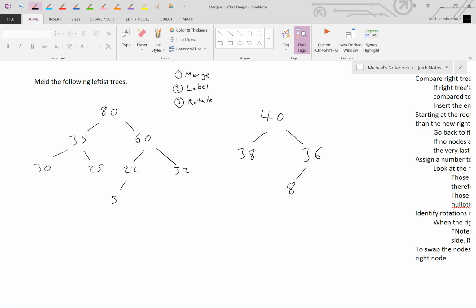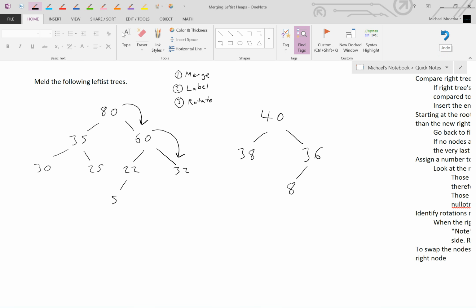So all we're going to do is look at 80 and 40, just the 2 roots of each tree. We're going to start with the left tree being the biggest. So we say, is 80 less than 40? No. Okay, so we march down the right-hand side of the tree. We're going to keep going this way. We never go this way. It's always going to be the right-hand side.